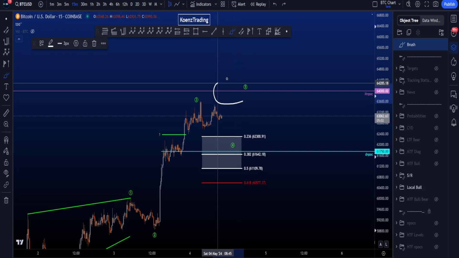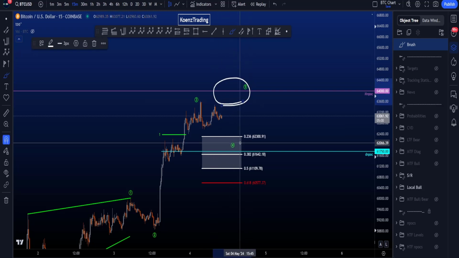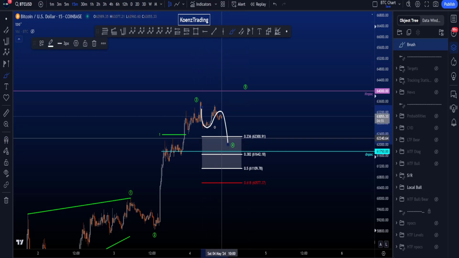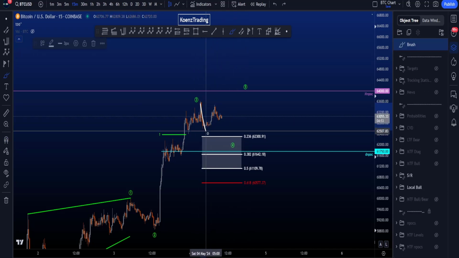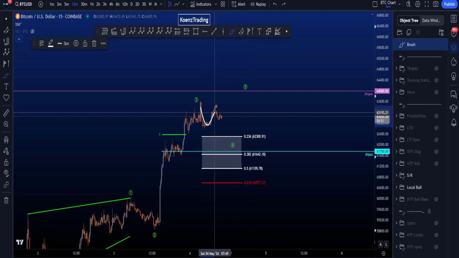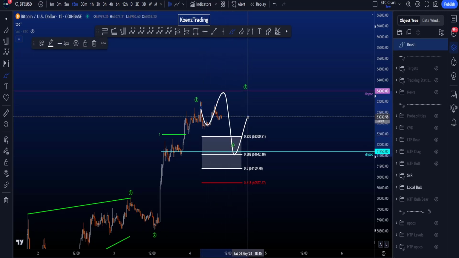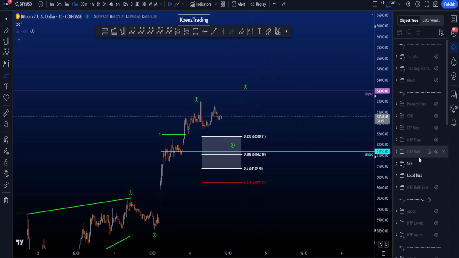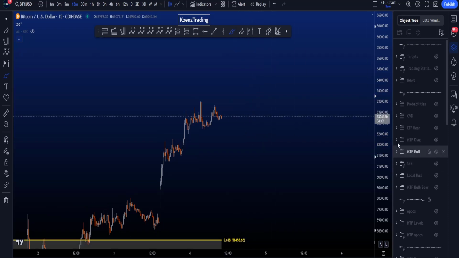The main area of resistance is the monthly naked point of control at 64k, and a wave 4 can be any corrective structure. It can be a zigzag, can be a triangle, can be a more complex WXY, and of course it can also be a flat structure, but by all means, after wave 4, we are looking for a continuation to the upside in a wave 5.